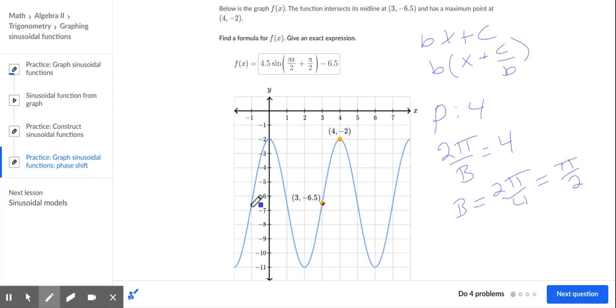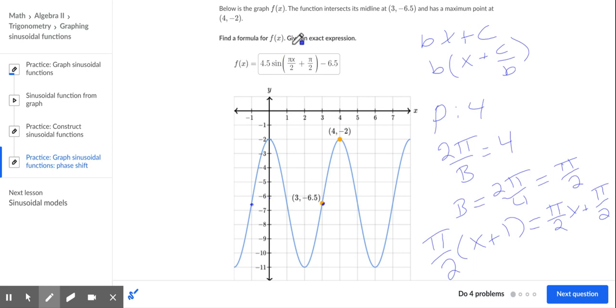I'm going to use 1. 1 is my shift. So I'm saying that this c over b is 1. So b is pi over 2. I know that. So pi over 2 times x plus 1. So I'm just going to distribute that pi over 2. So pi over 2 x plus pi over 2. So that is where this came from.